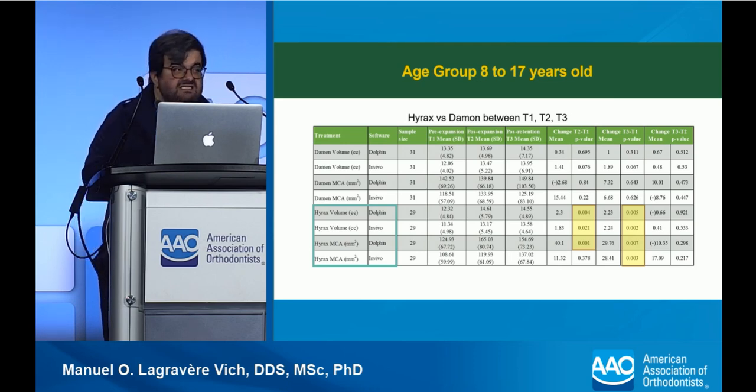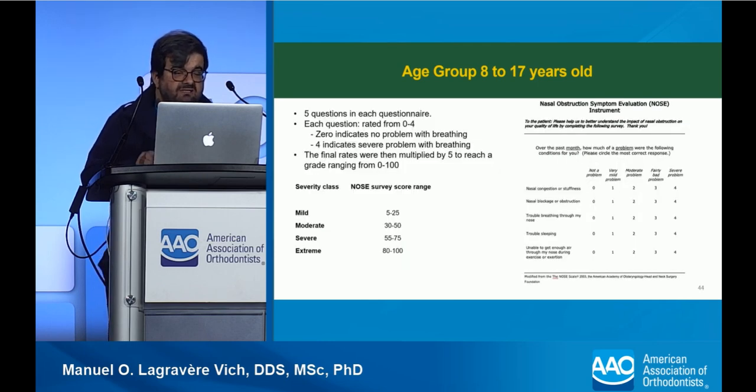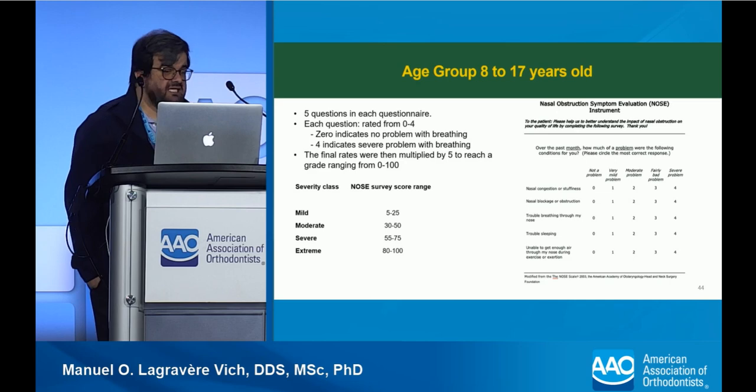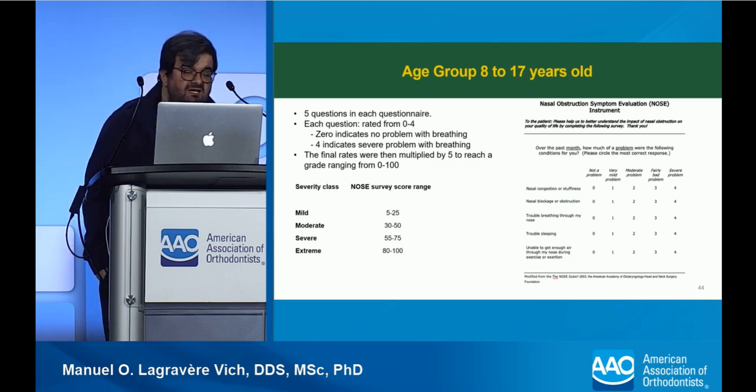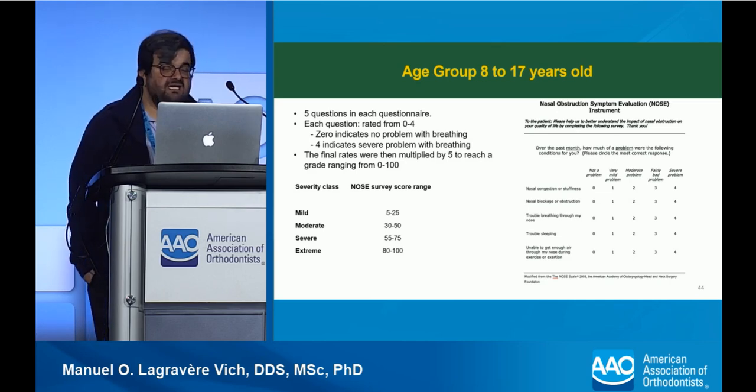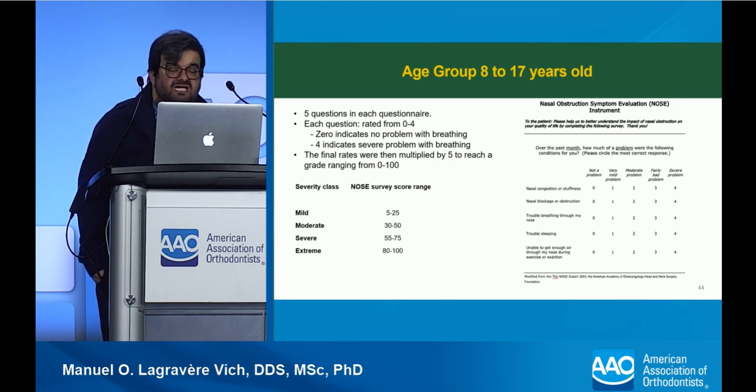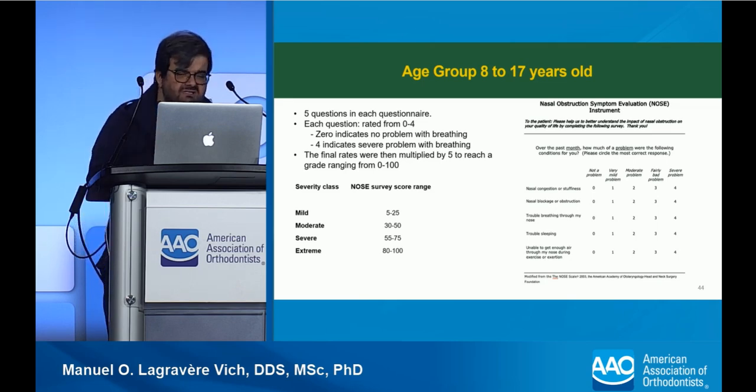So now we'll see, does this reflect in the patient's capacity of breathing or what they feel, if they breathe better or not? So we used the NOSE questionnaire, the Nasal Obstruction Symptom Evaluation, 5 questions. Each question you can rate from 0 to 4. Once we get the value, we multiply by 5, and that gives us a better number to do the analysis and characterize it between mild, moderate, severe, extreme.